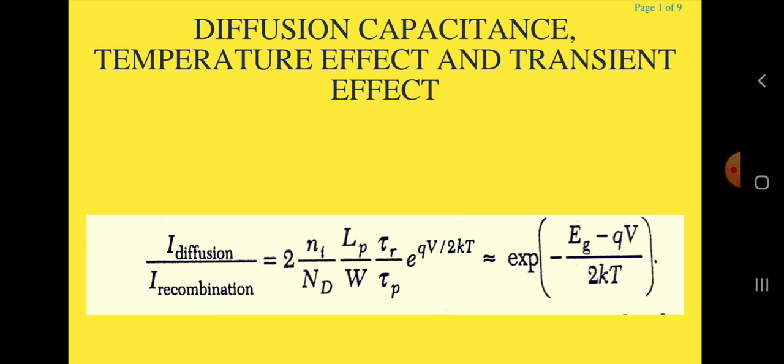The ratio of the hole diffusion current and the recombination current is given by this equation, that is I diffusion divided by I recombination is equal to 2 Ni by Nd, Lp by W, tau r by tau p, e to the power qV by 2kT, which is nearly equal to exponential of (minus (Eg minus qV) by 2kT). This ratio depends both on the temperature and semiconductor band gap.